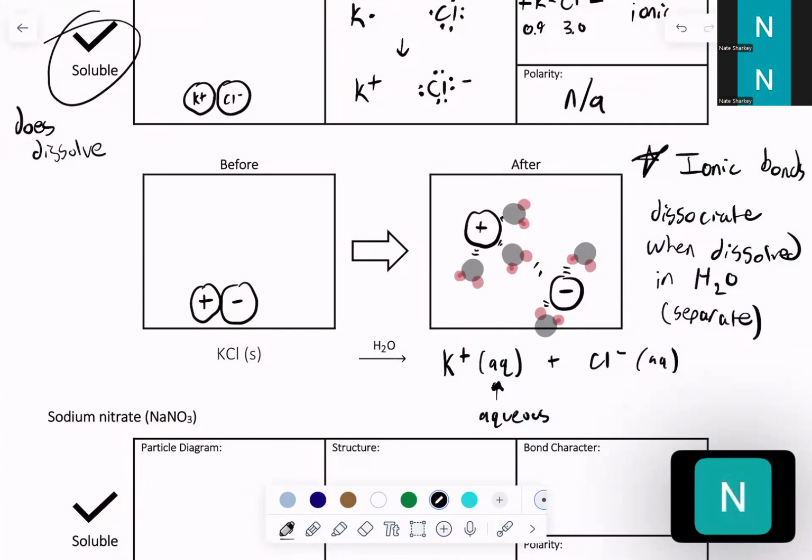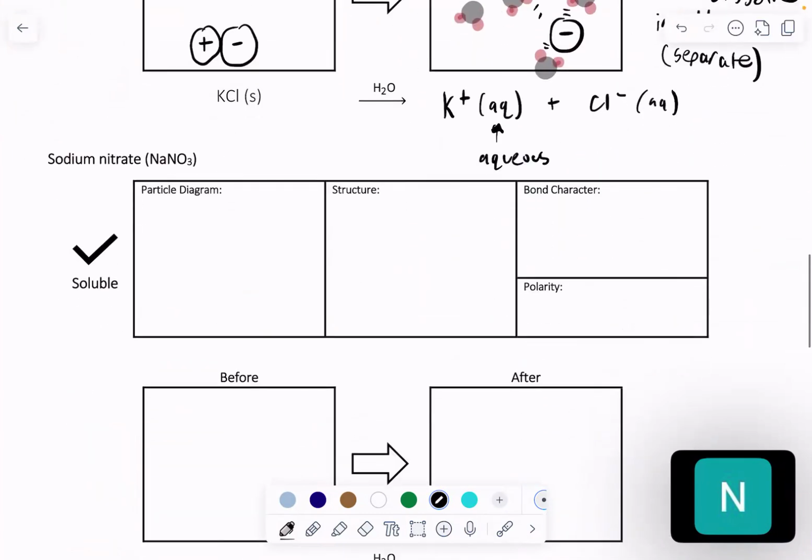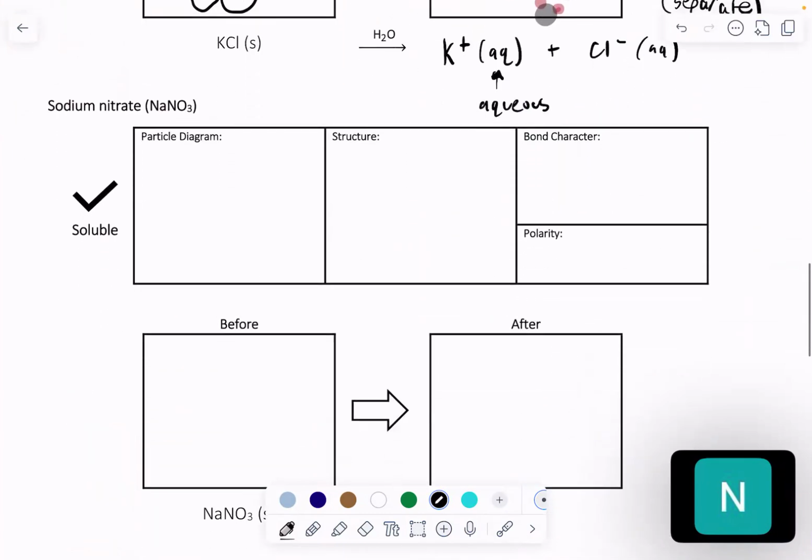So what I was saying at the end of the last part, when we dissolve an ionic compound in water, those ions can split apart because we can increase the number of attractive forces that we will experience. So ionic compounds dissociate in water, which means they split apart. So let's try another example. Here we've got sodium nitrate.